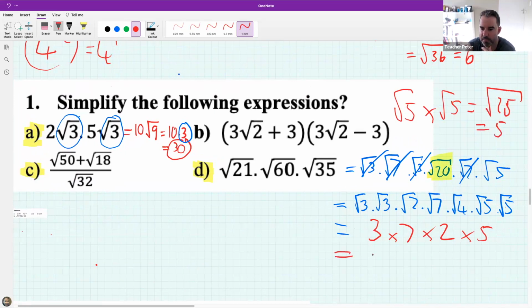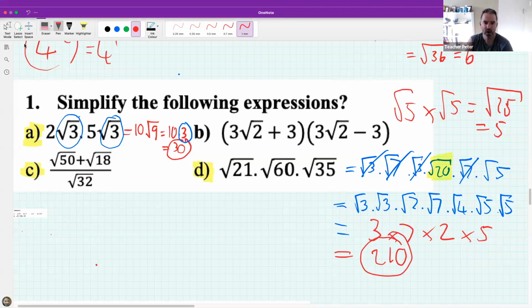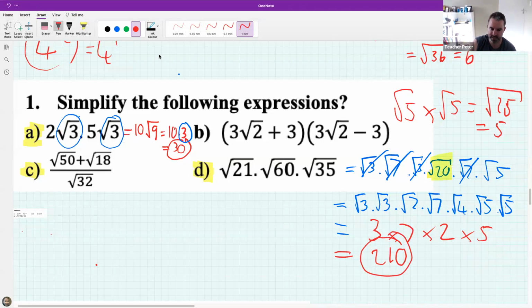And we know the answer is 5. So what is my final answer here? 3 times 7 is 21 times 2 is 42 times 5. It's going to be 210. All right, so what have we done today, ladies and gentlemen?